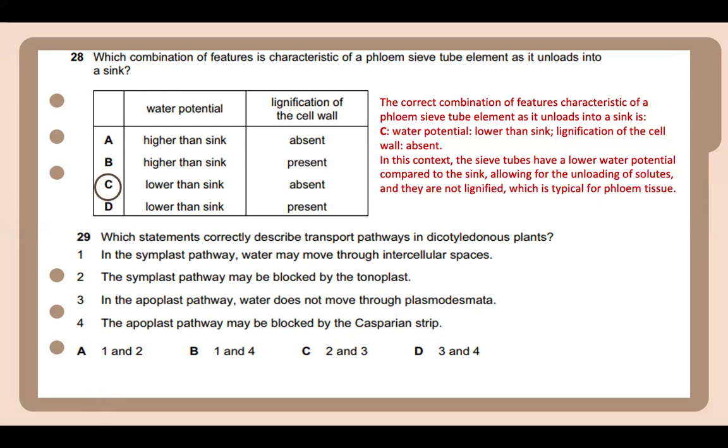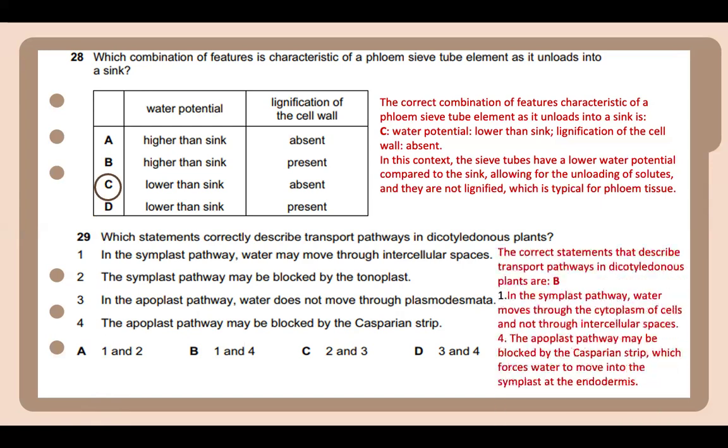Which statement correctly describes transport pathways in dicotyledonous plants? The correct statements are: in the symplast pathway, water moves through the cytoplasm of cells and not through intercellular space. And 4: the apoplast pathway may be blocked by a Casparian strip, which forces water to move into the symplast at the endodermis.